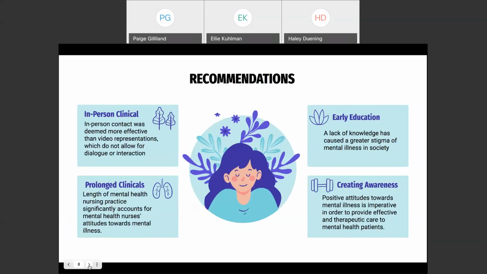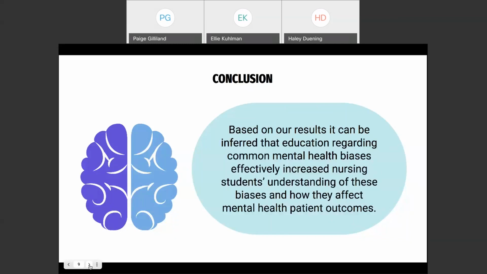It's important that psychiatric nursing curricula at nursing schools include topics and programs that will create awareness in students regarding stigmatization towards mental illness and its effects on patient outcomes. Based on our results, we concluded that education regarding common mental health biases effectively increased nursing students' understanding of these biases and how they affect mental health patient outcomes.